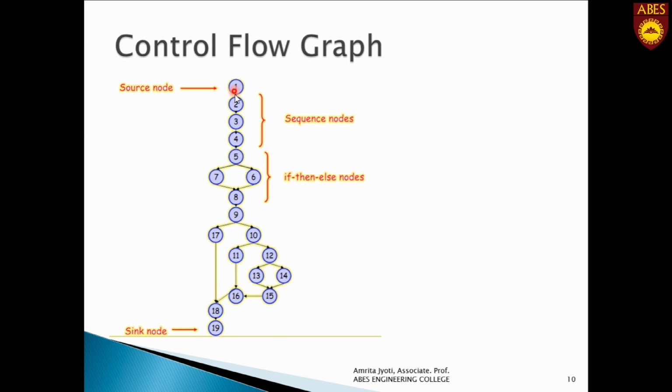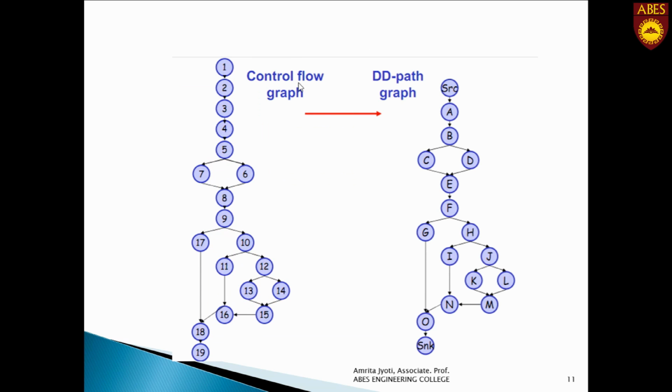In this case, node 1 is treated as the source node and the last node, 19, is treated as the sink node. The statements 2, 3, 4 are in a sequence. So we can combine statements 2, 3, 4 into a single node in the DD path graph. That means the DD path graph from this control flow graph is converted like this. In this case, 2, 3, 4 are combined and converted into another node called A. And this is the DD path graph of the same triangle problem.